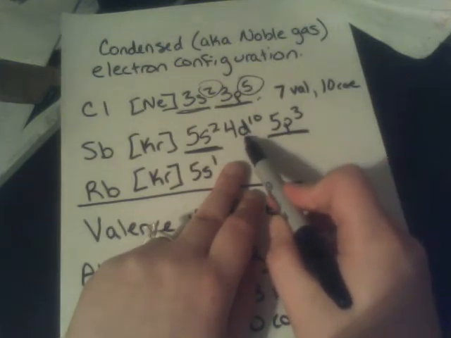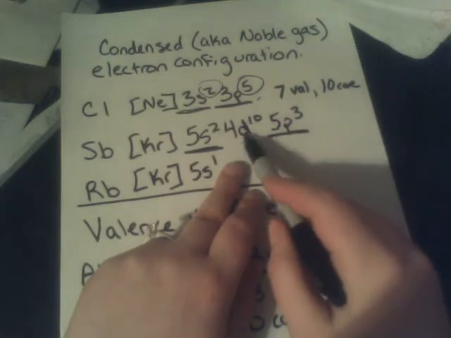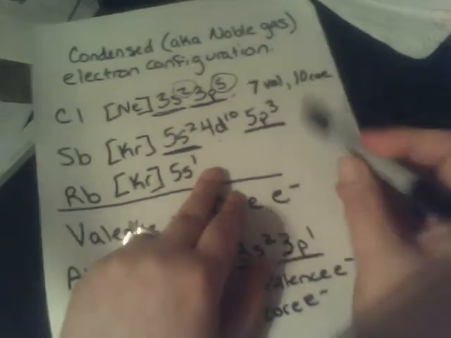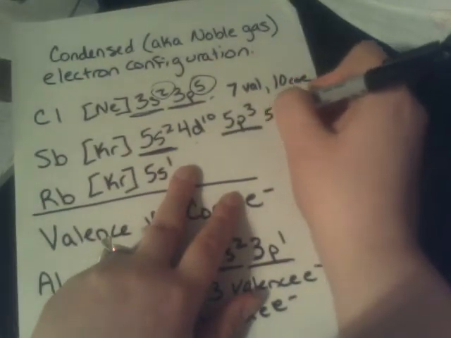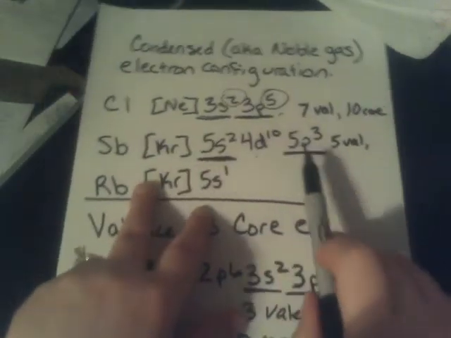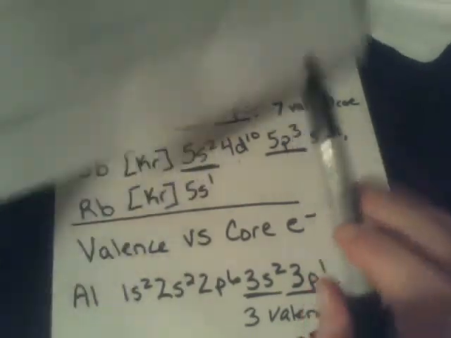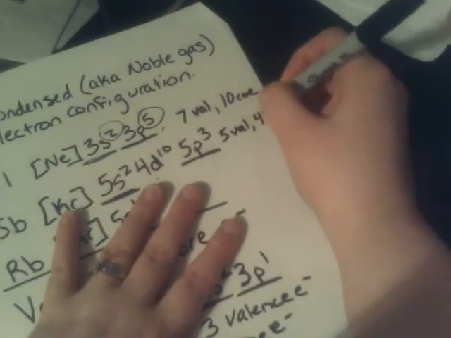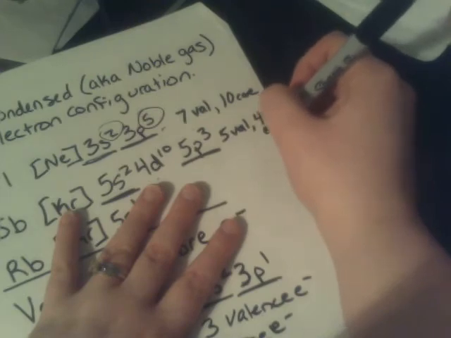They are not valence. So how many electrons do I have in my valence? 1, 2, 3, 4, 5. 5 valence. And then I need to know how many core. So I look at antimony. Antimony has an atomic number of 51. So failing my math, I believe it is 46 core electrons, right?